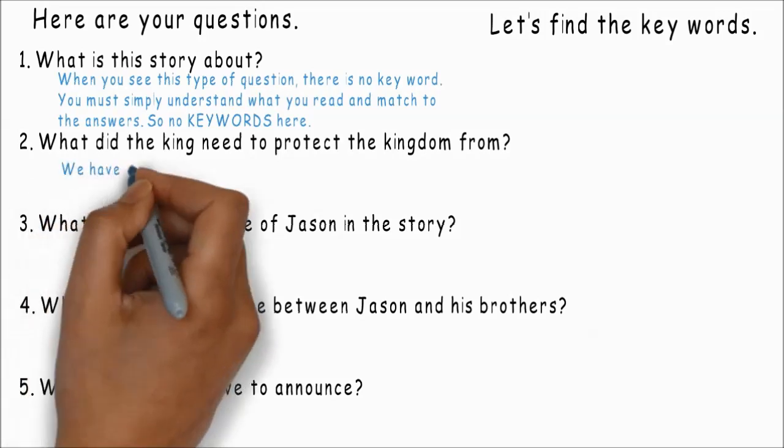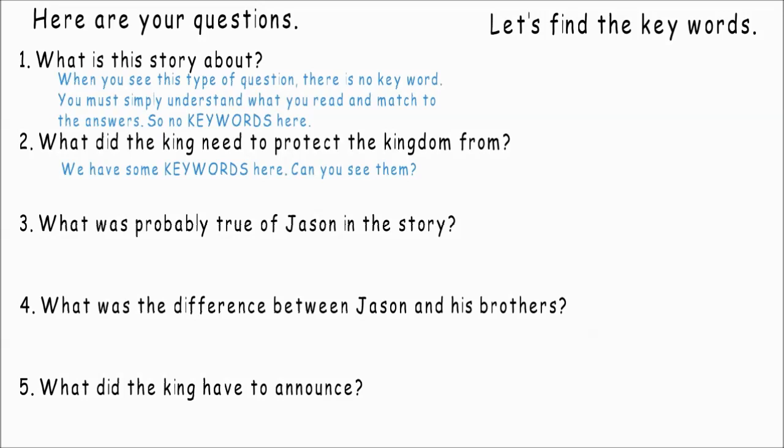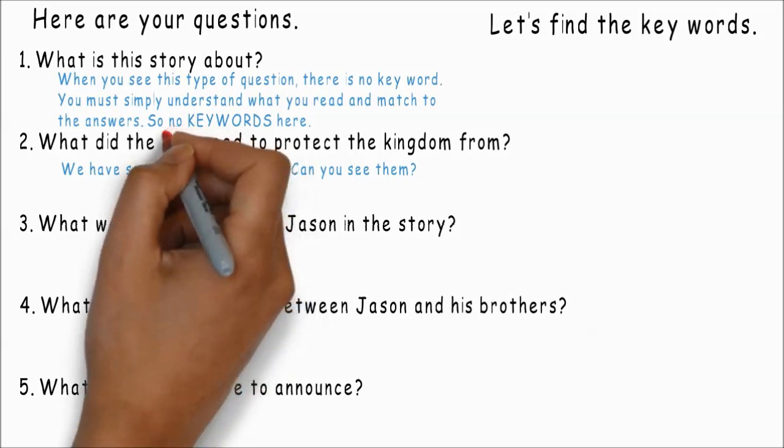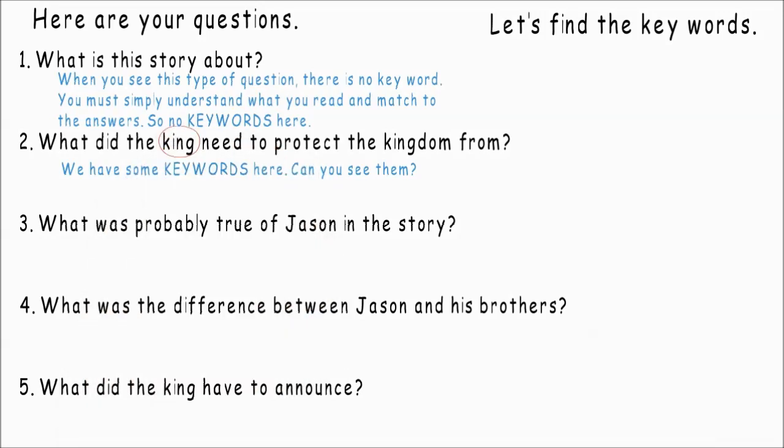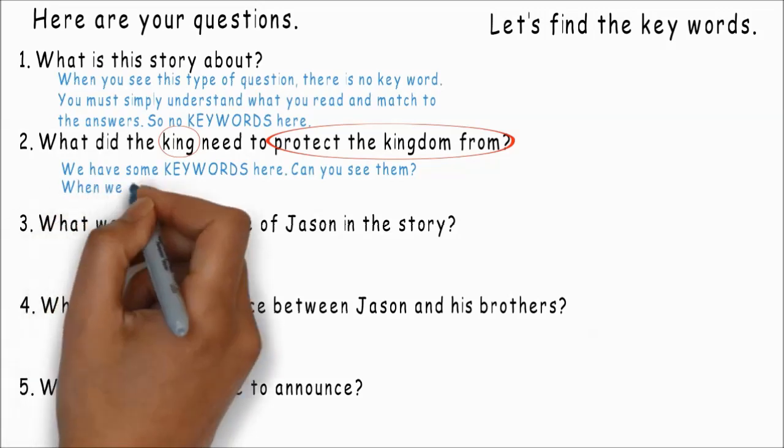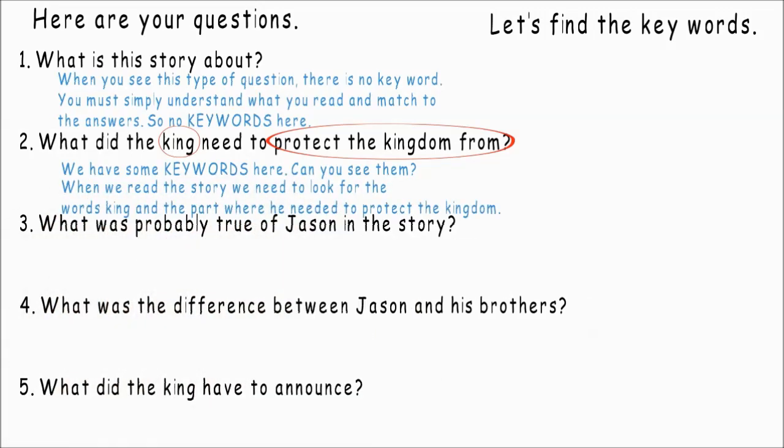We have some keywords here. Can you see them? King and protect the kingdom from. When we read the story, we need to look for the words king and the part where he needed to protect the kingdom. Number 3, what was probably true of Jason in the story?